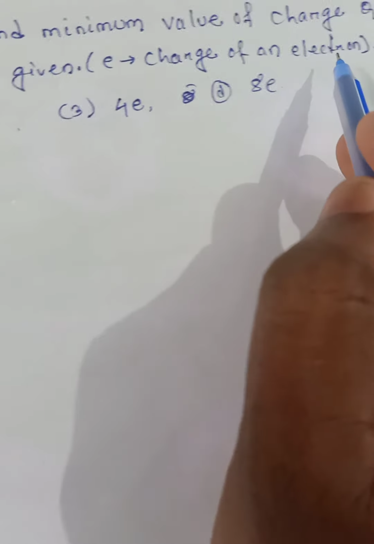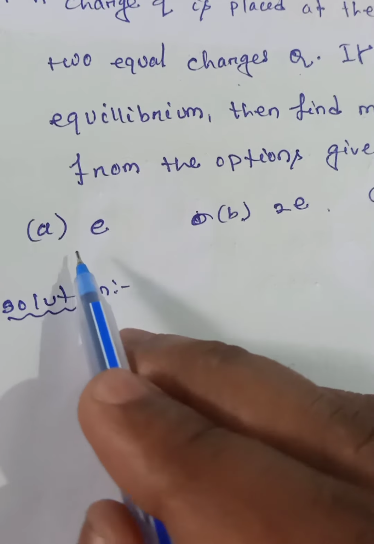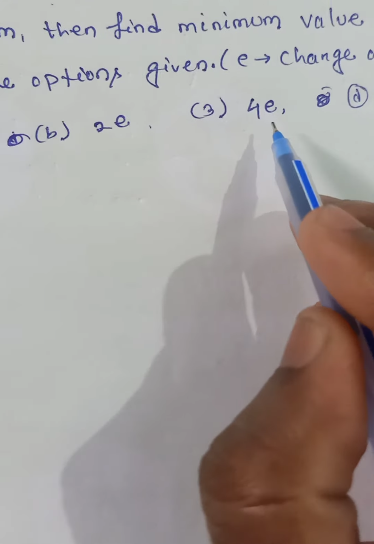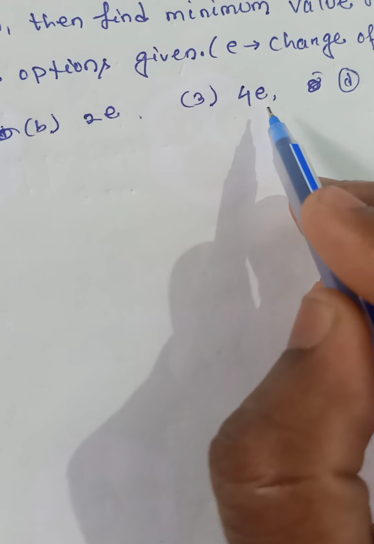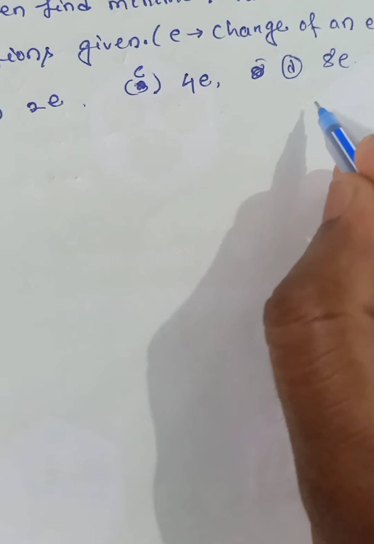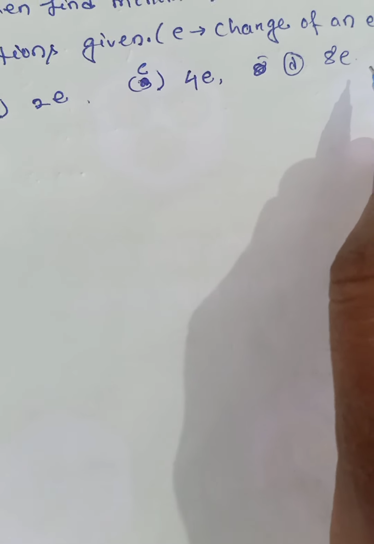So e means the charge of the electron. Option A: e, option B: 2e, option C: 3e, option D: 8e. Okay.